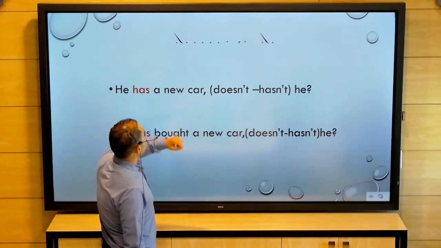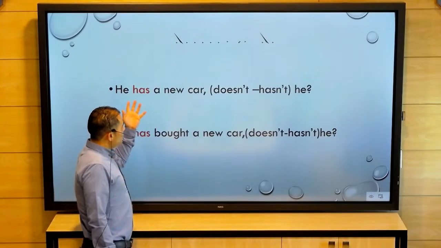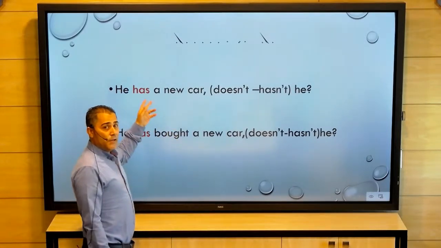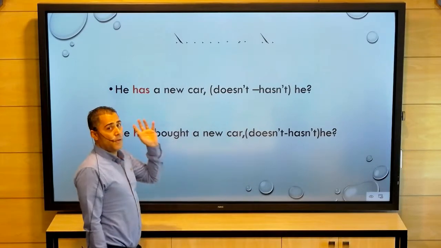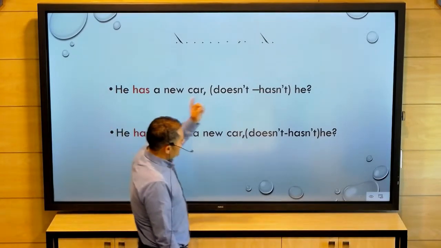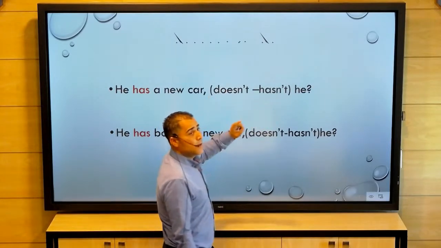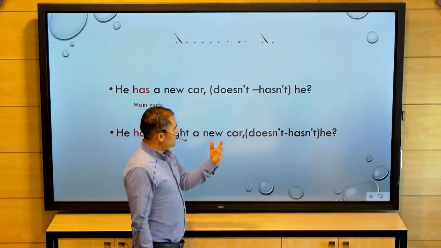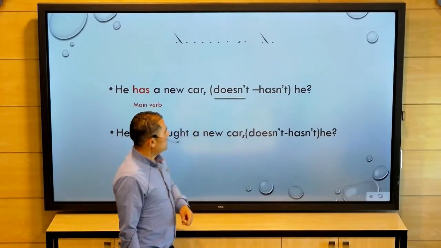He has a new car. Here we will treat the sentence as a present simple sentence. It's not an auxiliary here, it's a main verb. So we have to go with the idea of do or does or did. He has a new car, not hasn't, no, doesn't he? Because here has is a main verb. It's a present simple. The main verb, doesn't he?